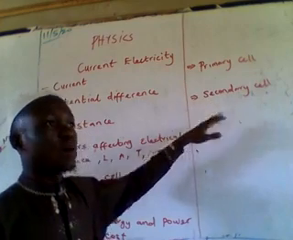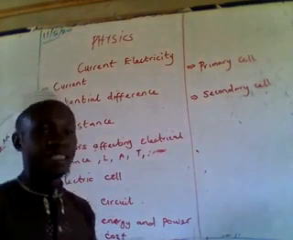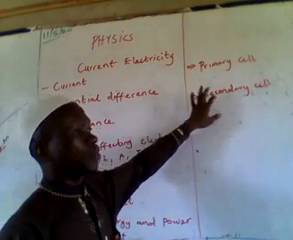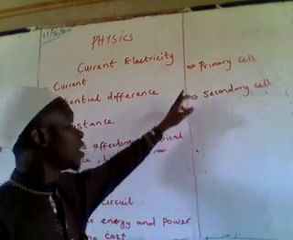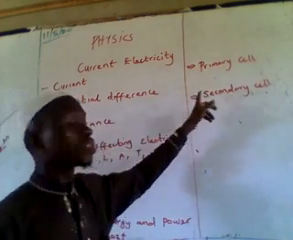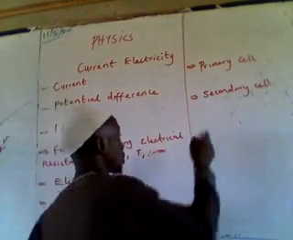So after it has been used up, you can still refill it again by recharging. This is what we call a secondary cell. A cell that cannot be refilled after it has been used is called a primary cell. And we have examples of such.